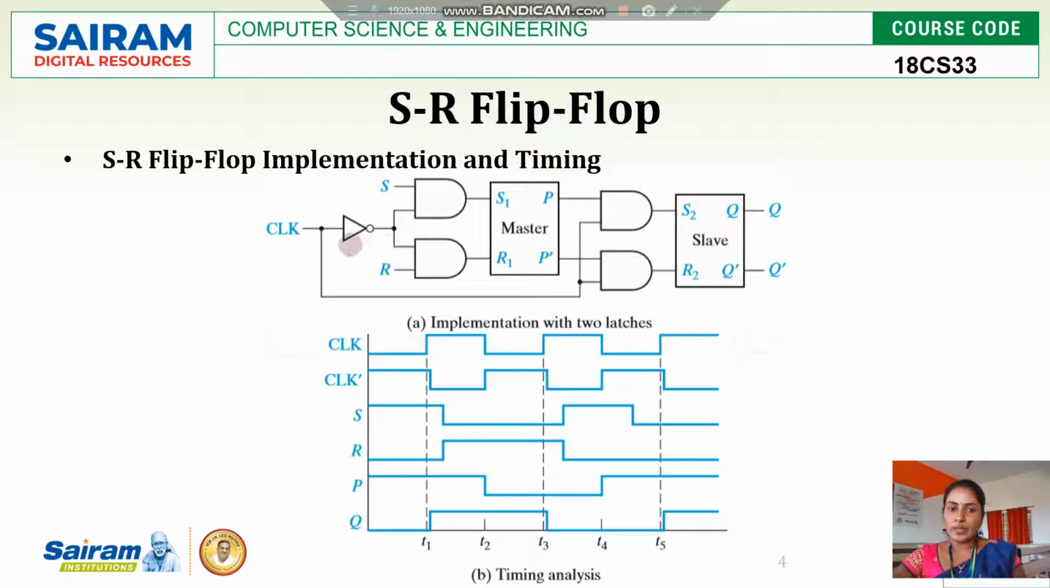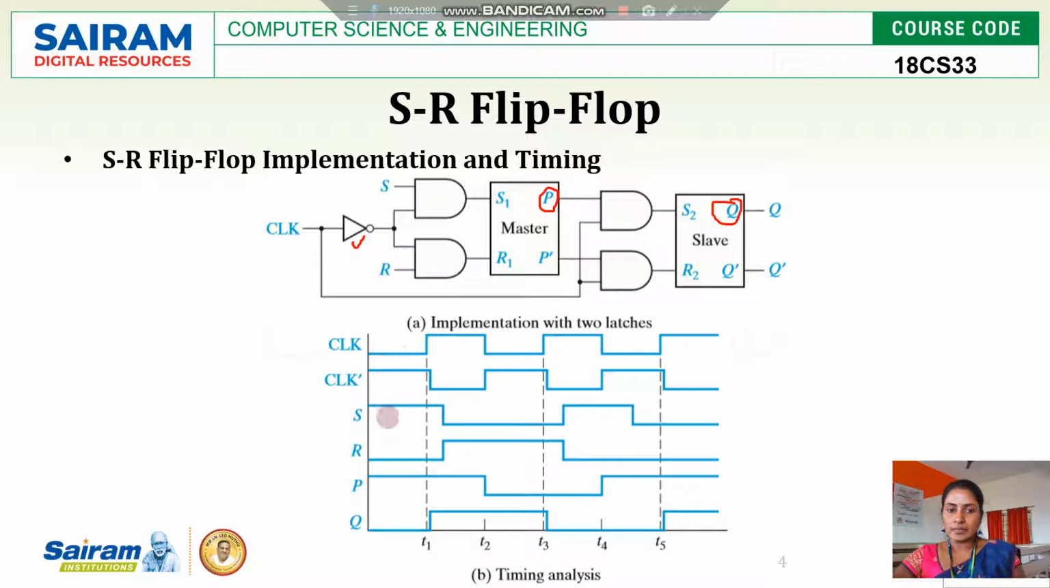The master is working with the negative clock pulse, because the master is receiving the negative clock pulse, the slave is getting the positive clock pulse. P is the output of the master, Q is the output of the slave. P will work at the negative edge of the clock pulse, Q will work at the positive edge of the clock pulse. You can refer to the timing diagram.